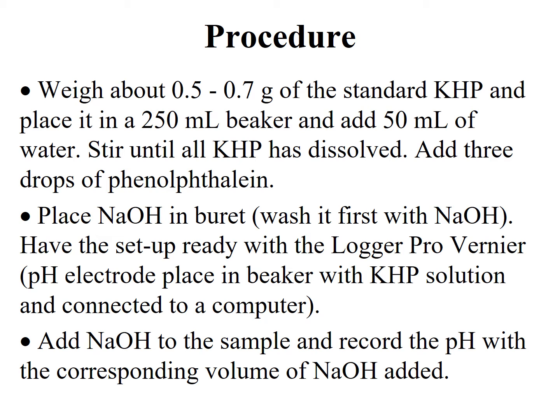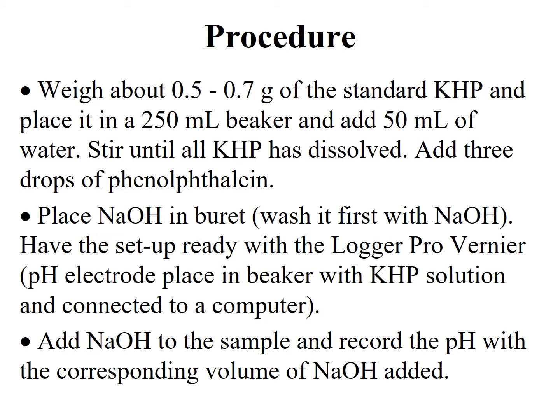For this experiment, the first thing that you're going to do is the standardization of the sodium hydroxide solution. To do this, you're going to weigh about 0.5 to 0.7 gram of the standard potassium hydrogen phthalate, known as KHP, and place it in a 250 ml beaker and then add 50 ml of water. You're going to use a small magnetic bar in the beaker, put it on a magnetic stirrer, and stir until all the KHP solid has dissolved. Then you add 3 drops of phenolphthalein that serves as your indicator.